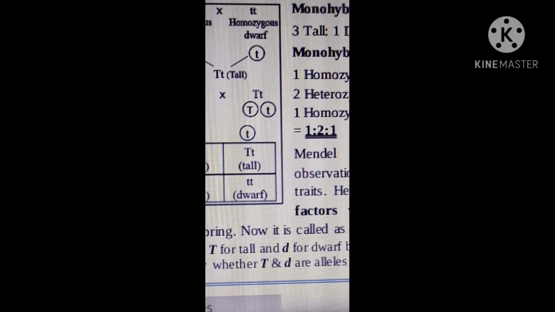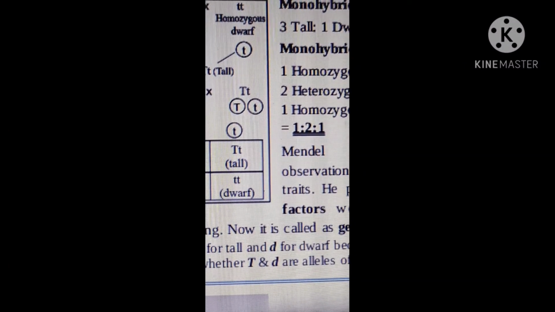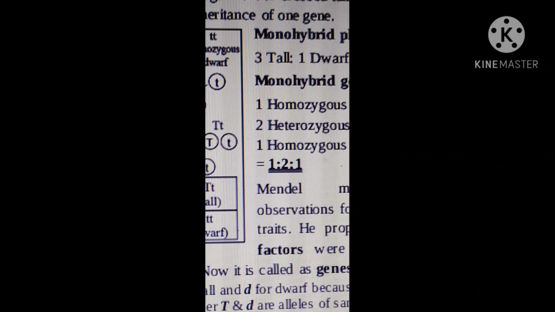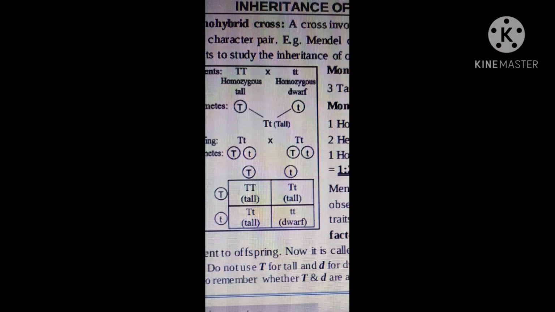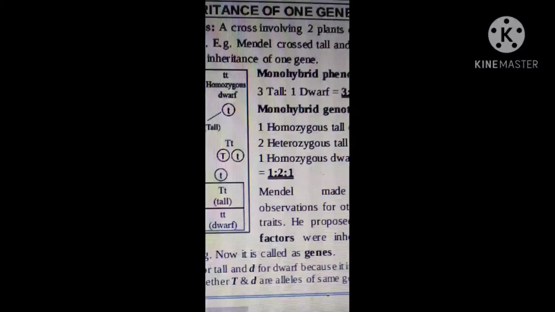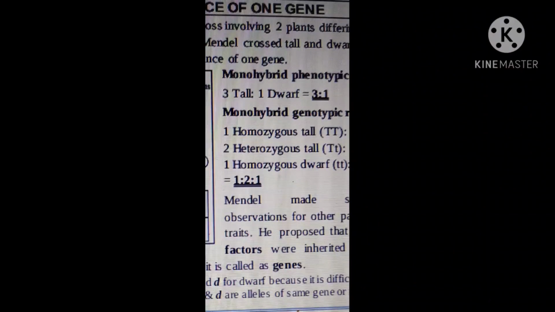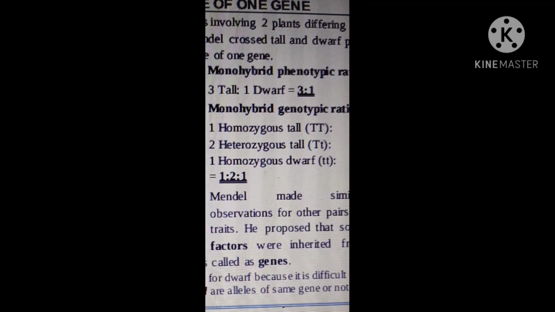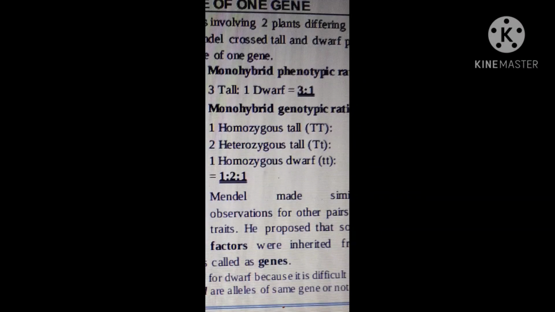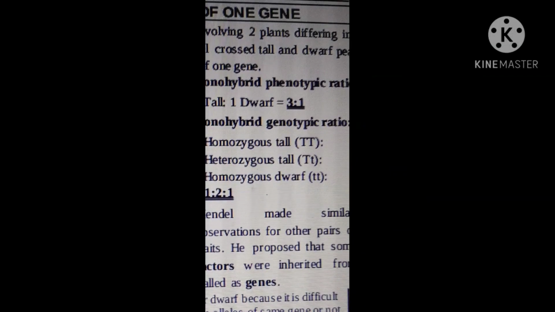So the phenotypic ratio: 3 tall plants were there, no? That means 75% of the plants were tall in nature. So the ratio was 3:1, 75:25. 25% were dwarf, 75% were tall. So 75:25, that is 3:1, is the ratio, and he called it the monohybrid phenotypic ratio. 3 tall is to 1 dwarf. Clear, no? 75% tall, 25% dwarf. That is 3 tall and 1 dwarf. So the ratio 3:1 is known as the monohybrid phenotypic ratio.